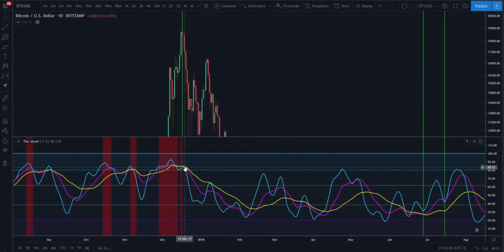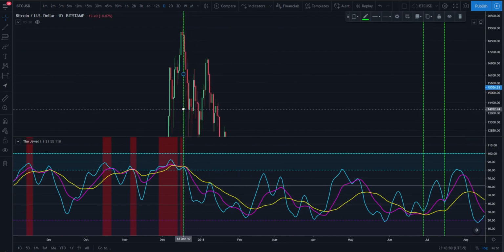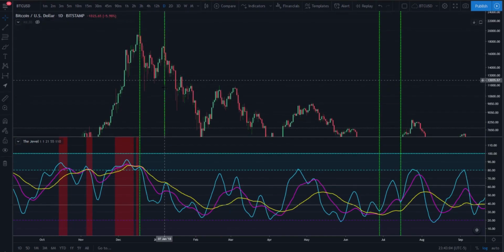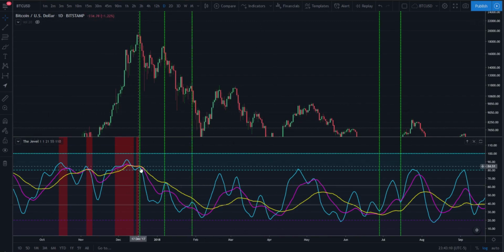Picture perfect entry, which is right there. Continuation signal. Right over there. Continuation signal. Right over there. Okay.